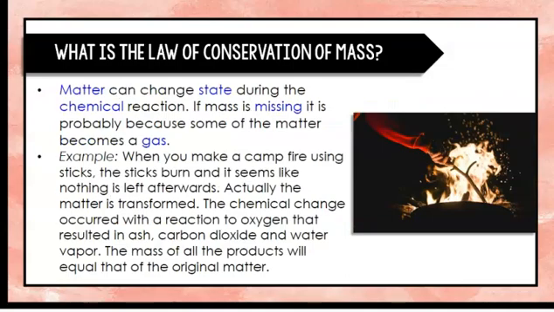Now remember, matter can change state during a chemical reaction. If mass is missing, it is probably because some of the matter becomes a gas. So if you add the mass of that gas to the mass that you get in the chemical reaction, you would conserve the total mass. For example, when you make a campfire using sticks, the stick burns and it seems like nothing is left afterwards, but actually the matter is transformed. The chemical change occurred with a reaction to oxygen that resulted in ash, carbon dioxide, and water vapor. The mass of all the products will actually be equal to that of the original matter.